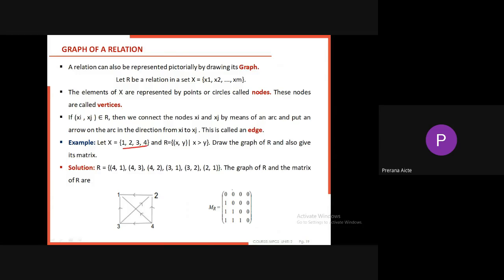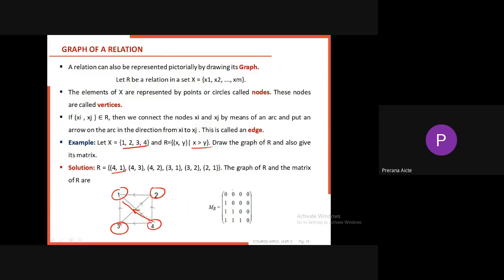Let us see this example. The set X has 1, 2, 3, 4, and the relation is given by x greater than y. Now if you see here, the vertices will be 1, 2, 3, 4 only. Now we will connect an edge from one vertex to another vertex if they have the ordered pair. Suppose 4 comma 1 is there, then between 4 and 1 I will draw a line.